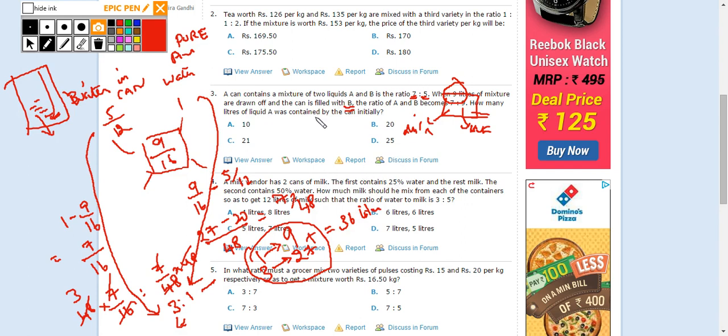But the question asks us to find how many liters of liquid A was there. So what was the proportion? Liquid A was 7, right? 7 out of 12. 7 plus 5, 12. So the answer is going to be 21 liters. So this is going to be your correct answer.